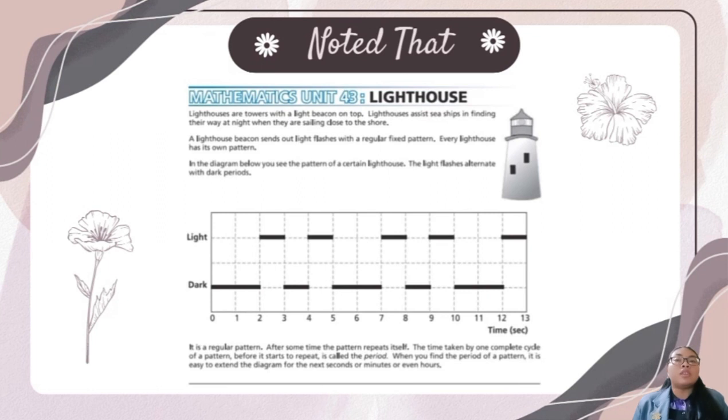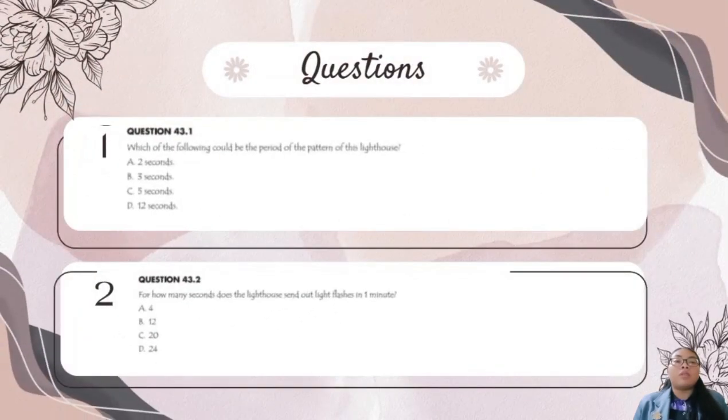The light flashes alternately with the periods. Like the image you can see on the slide, it is a regular pattern. After some time, the pattern repeats itself. The time taken by one complete cycle of the pattern before it starts to repeat is called a period. When you find the period of a pattern, it is easy to extend the diagram for the next seconds, minutes, or even hours. And the first question is question 43.1.